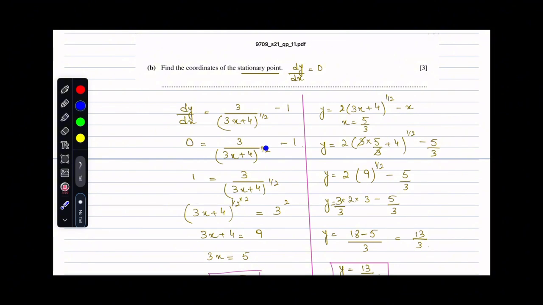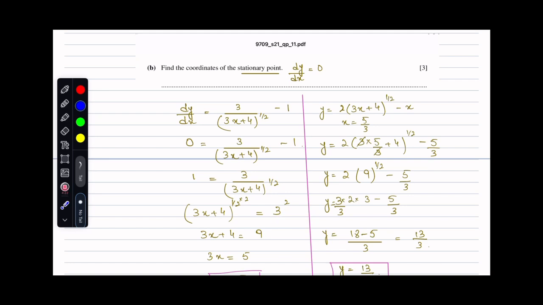If I substitute this 0, I can take this negative 1 to the left side. So this becomes 1, which equals 3 over (3x plus 4) to the power 1 by 2. Solving it further, this becomes (3x plus 4) to the power 1 by 2, which I took to the other side, multiplied by 1, equals 3. To eliminate this 1 by 2, I have squared both sides. Therefore, it's 3x plus 4, which equals 3 squared, that is 9.